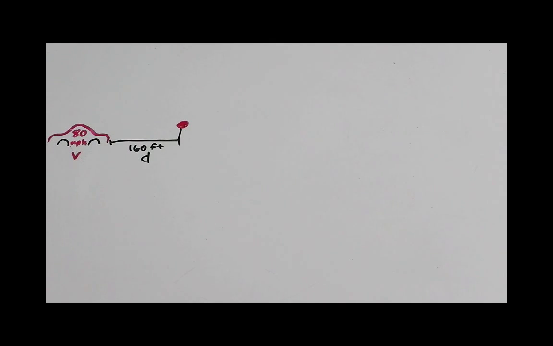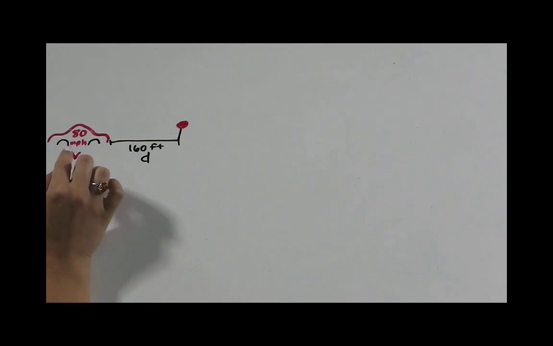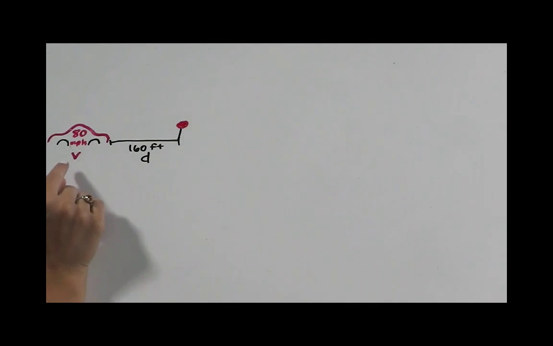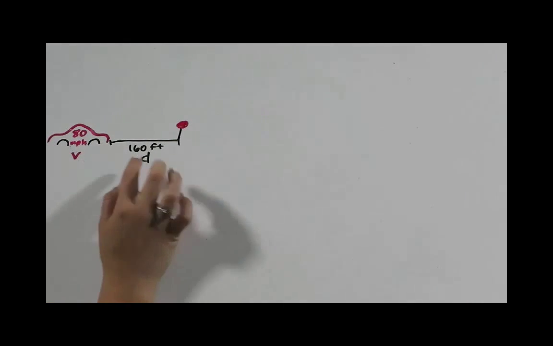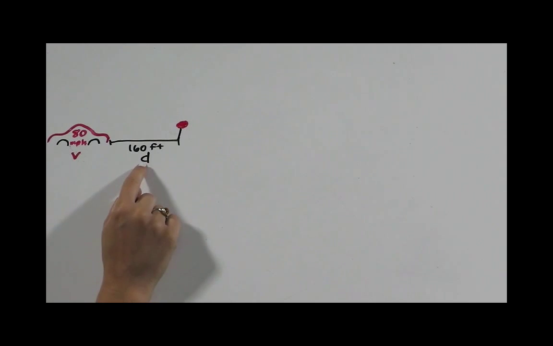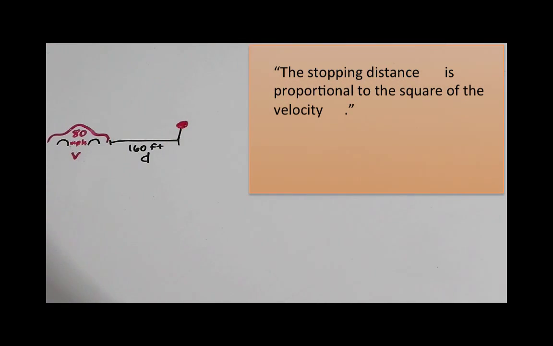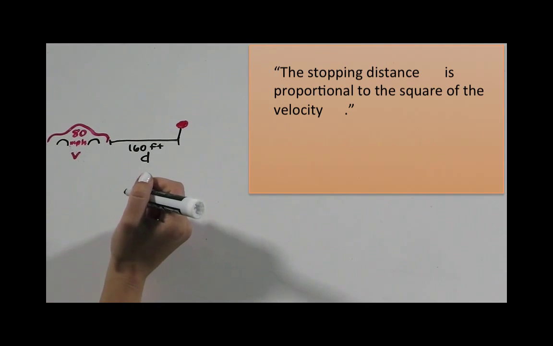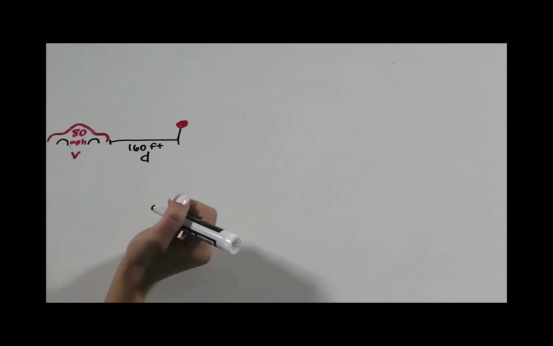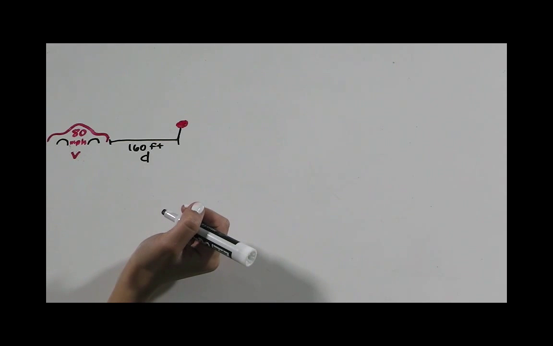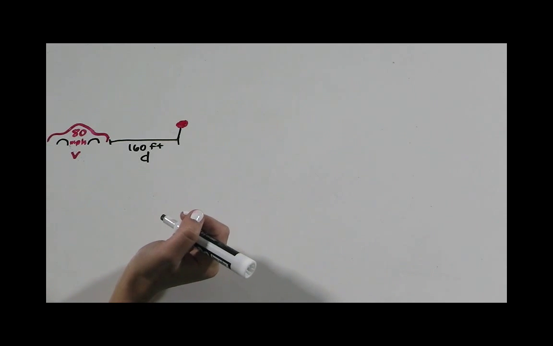So, problem 4 from the pre-calc test asks us, according to Car and Driver, an Alfa Romeo, I've drawn it here, at a speed of 80 miles per hour, or a velocity of 80 miles per hour, that's v for velocity, requires 160 feet, that's the distance required to stop. Assuming that the stopping distance is proportional to the square of the velocity, find the stopping distance required by an Alfa Romeo going at 30 miles per hour.